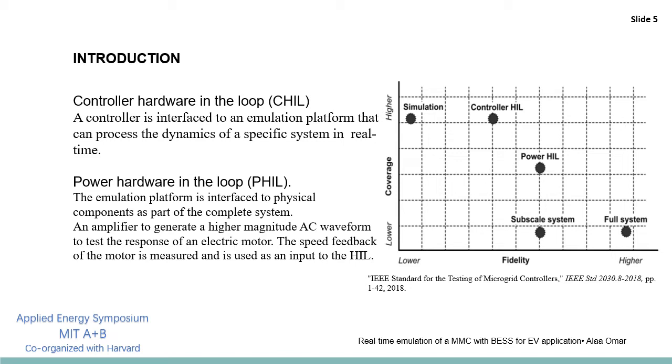In an example, if we have an emulated system and a controller, the emulated system will generate a signal, and this signal can be amplified to drive a motor. And then the motor speed, or a feedback from the motor, will be an input to the controller. And the controller will be driving the emulated platform to test the operational condition of the motor. So this arrangement is called power hardware in the loop.